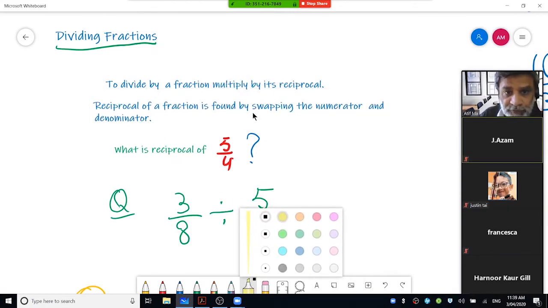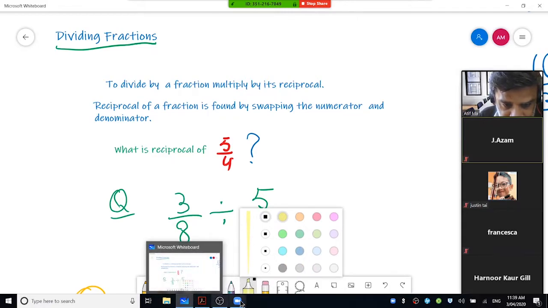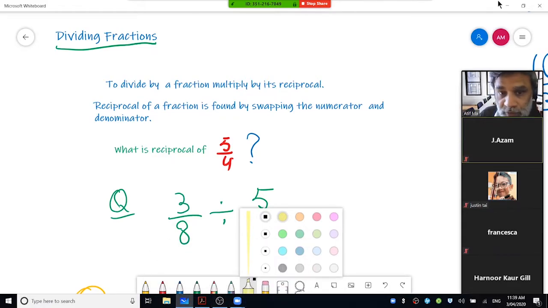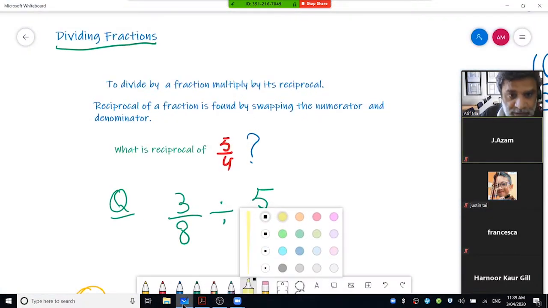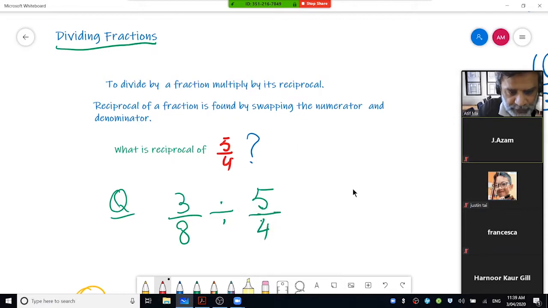The reciprocal of a fraction is found by swapping the numerator and the denominator, so you invert them. Can you just type what is the reciprocal of 5 by 4? Kindly write in your chat so that I understand that you know. Okay, that's good. So the reciprocal of 5 over 4 is, as pointed out, 4 over 5.